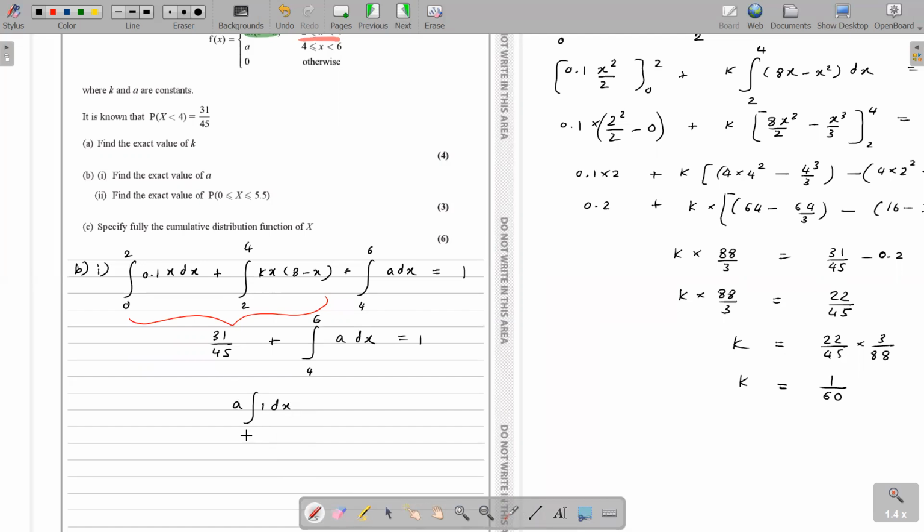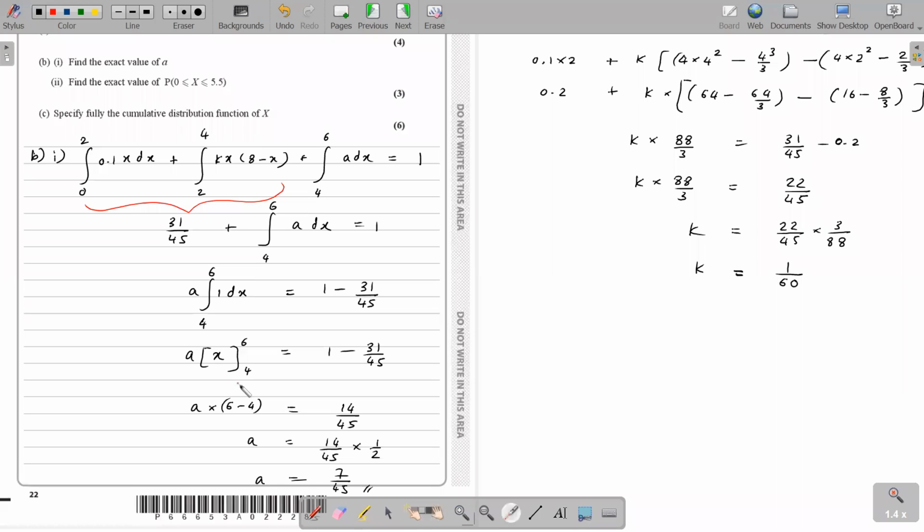So we are going to integrate simply 1, right? 1 minus 31 over 45. So let's simplify a. When you integrate 1, you get x, right? So when you integrate 1 with respect to x, you get x. So you put in your limits, 4 to 6. 1 minus 31 over 45. All right, so let's simplify.